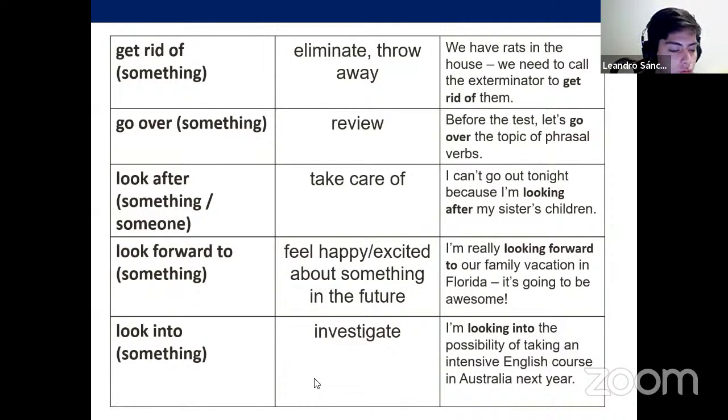I get rid of my room's garbage. Okay, that is good, but that is in the present, right? How can you say that in the past? Because I believe that's a past idea.